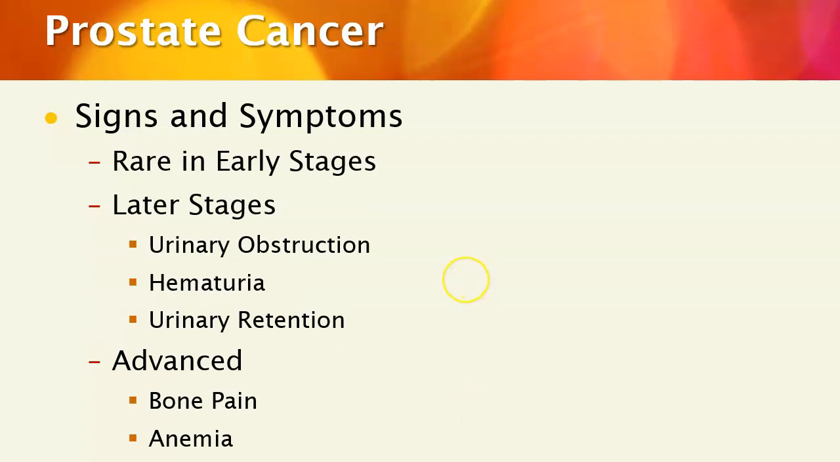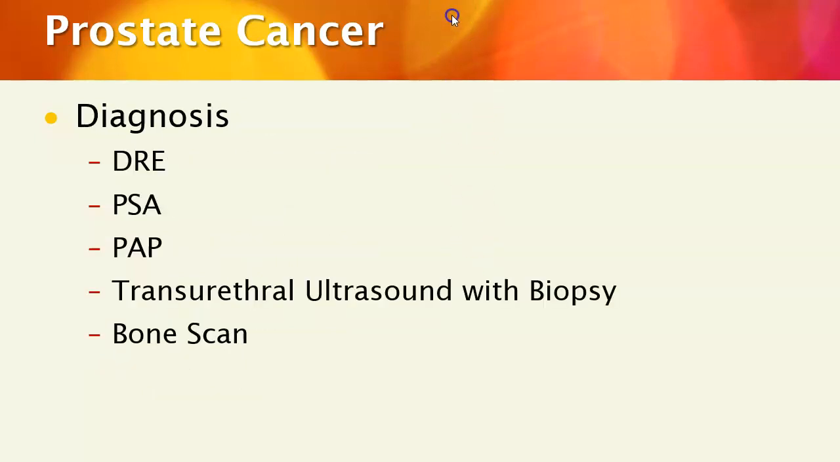So signs and symptoms, in the early stages, it's very, very rare to catch it. There's usually not any symptoms, but as it starts progressing, then you're going to start seeing some of those symptoms that we talked about, like urinary obstruction, maybe hematuria or bloody urine, urinary retention issues. So again, it sounds very similar to what we've been talking about.